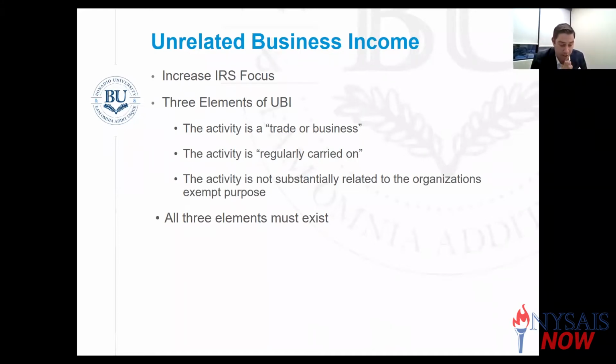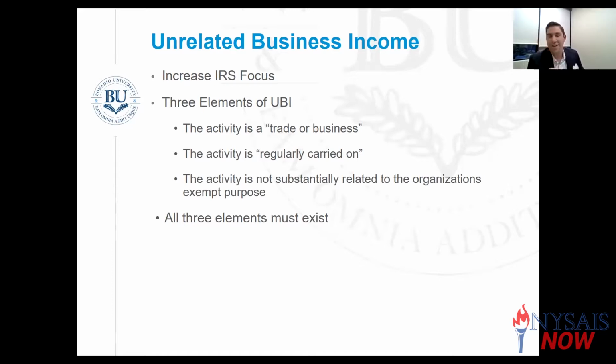We could talk a lot about it, but I'm going to focus on the three elements of what is considered UBI, or unrelated business income. The three elements, according to the 990, are that the activity is a trade or a business, meaning you're producing income from a sale of goods or services; the activity is regularly carried on; and the activity is not substantially related to the organization's exempt purpose. So as you can see, there's a lot of gray area in there, specifically the third one.